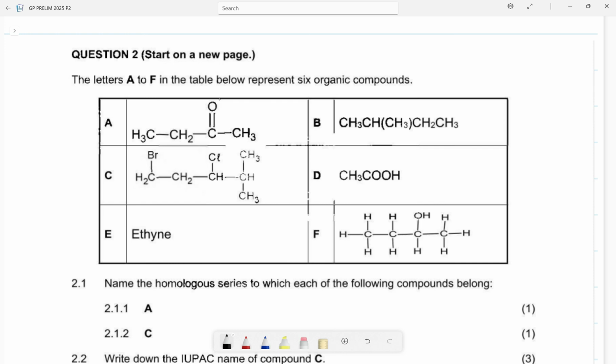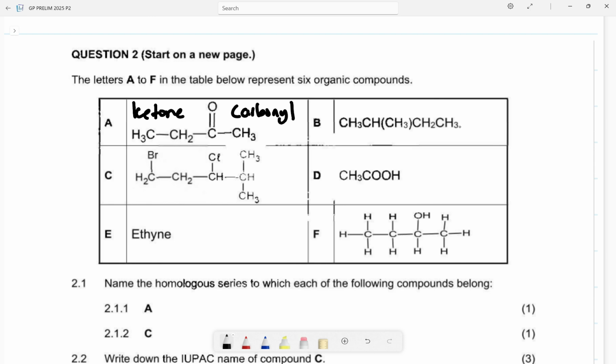Since this one has a double bond O, remember there are two homologous series that have a double bond O. The first one is aldehyde, the second one is ketone. But I know aldehyde has a double bond O at the terminal carbon. This one has the double bond O between these two carbons, so this one is a ketone, and the ketone has a functional group of carbonyl.